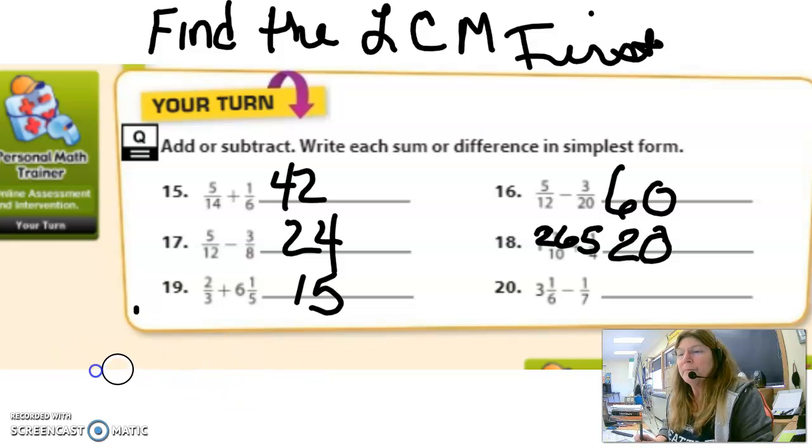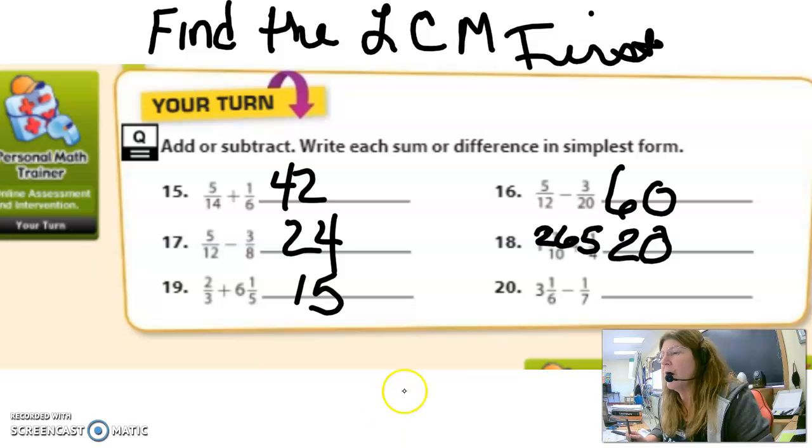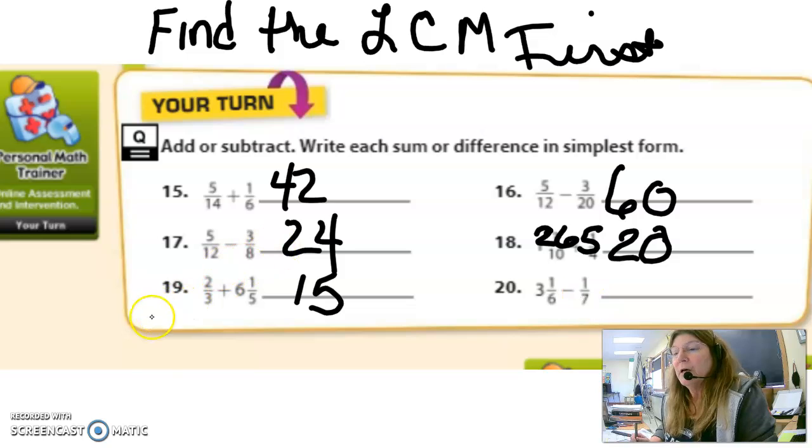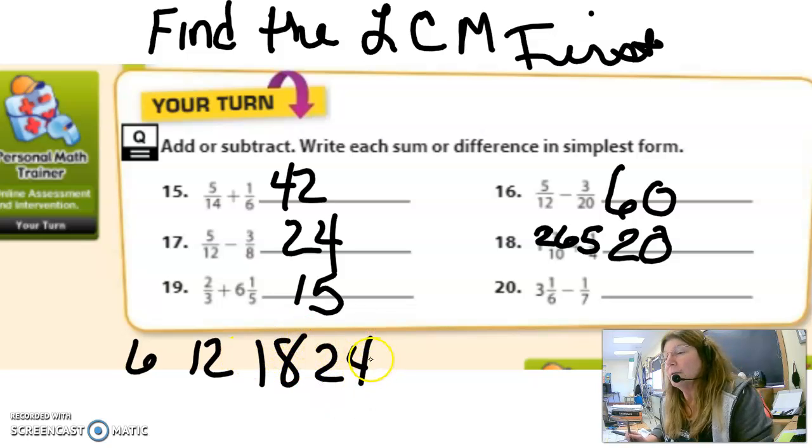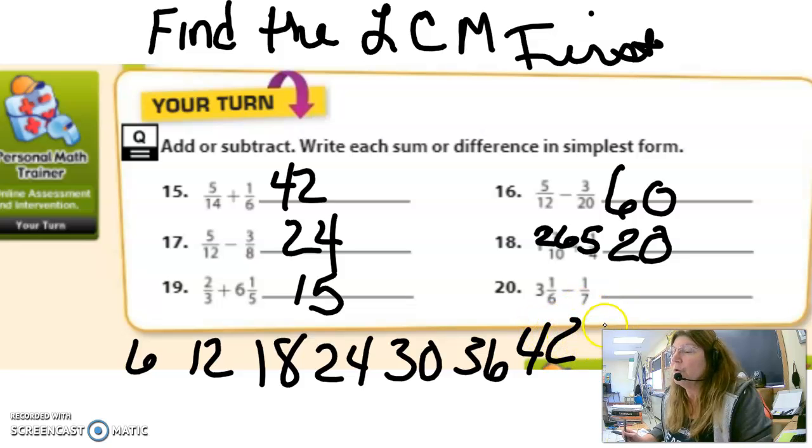One more time. Least common multiple. Find your least common multiple first before you do anything else. So 6 and 7, I'm not going to convert it this time. I'm just going to look at the 6 and the 7. So I know that 6 will go 6, and then we have 12, and then we have 6 times 3 is 18, times 4 is 24, times 5 is 30, 36, 42, 48.